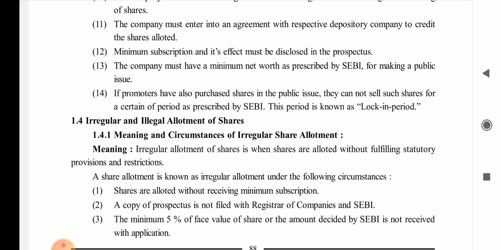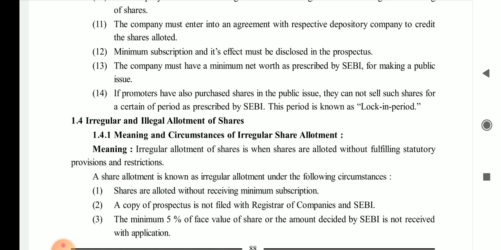The company must have the minimum net worth as prescribed by SEBI for making a public issue. See, I have to meet the prescribed minimum net worth while issuing a share, as per the rules and regulations of SEBI and its guidelines.